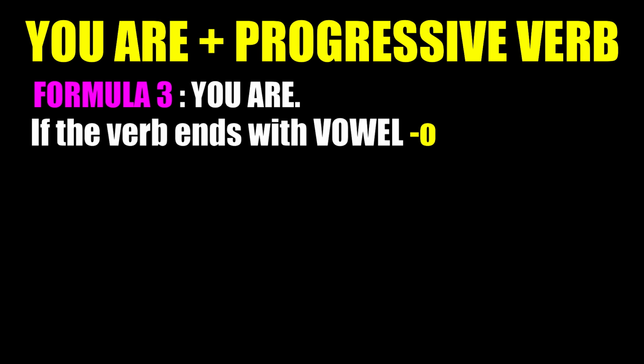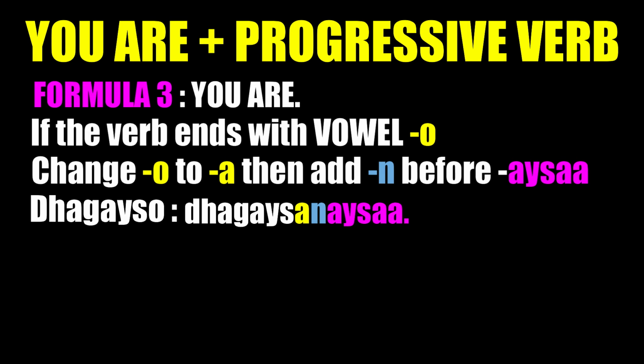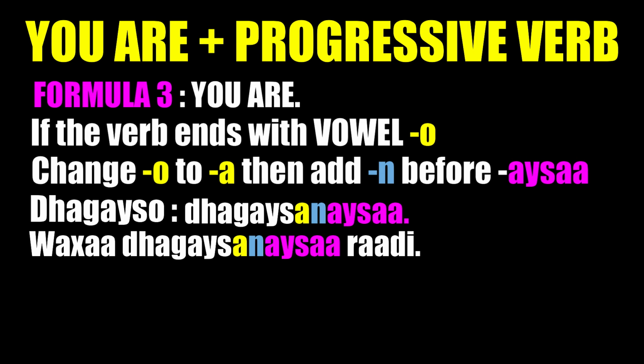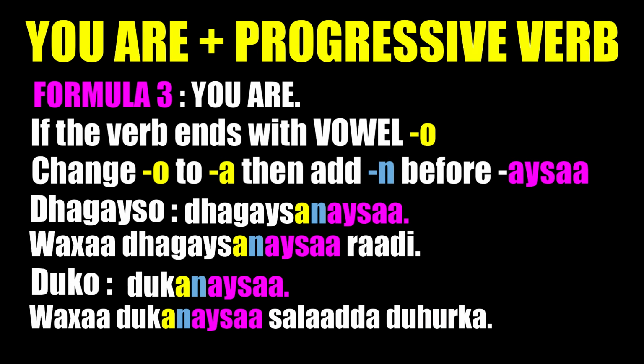If the verb ends with vowel O, we need to change the vowel O to vowel A and add na or n before you add a sa. For instance, dhegayso, dhegaysanaysa. Waxa dhegaysanaysa raadi. You're listening a radio. Duko, dukanaysa. Waxa dukanaysa salada duhurka. You're praying the Dhuhr prayer.